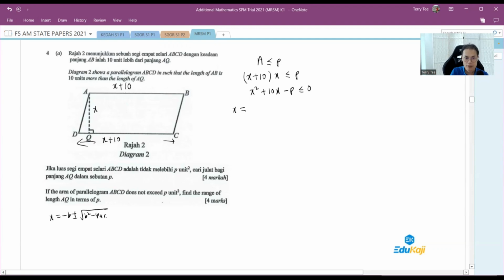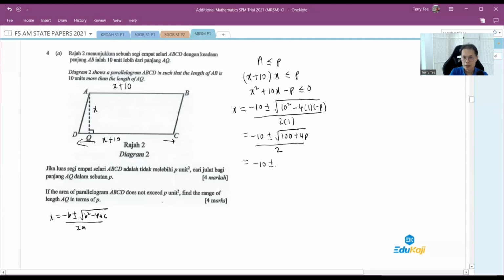Remember, the quadratic formula is given by minus B plus minus the square root of B squared minus 4AC, over 2A. So my B is 10, right? Then you take the 10 and square it, which is 100. 100 minus 4AC over 2A, and my A is 1. So the next step is to simplify this. 10 squared is 100, and 100 plus 4P, you divide by 2.